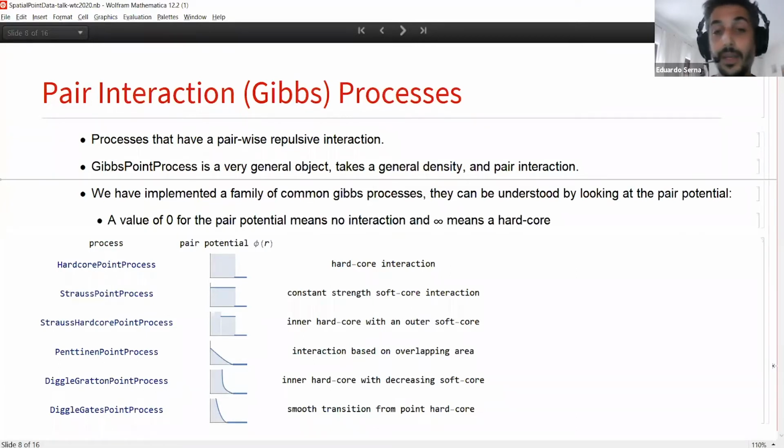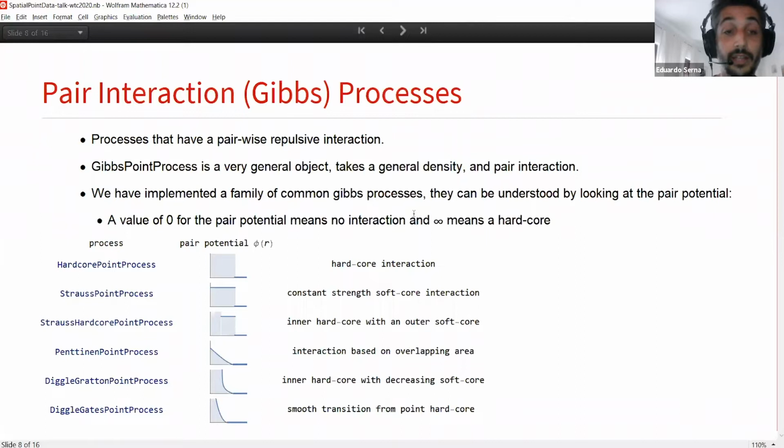And you can do estimation and sampling much faster than for the Gibbs point process. So an easy way to characterize these interacting processes is by looking at the pair potential. The pair potential describes the radial interaction between 2 points closer than a radius. A value of 0 means that there's no interaction, so that's the effective interaction radius, and infinity means that you can't have any points closer than that.